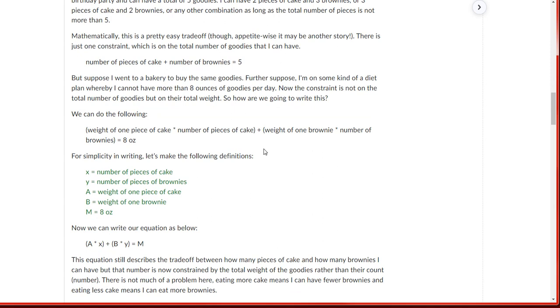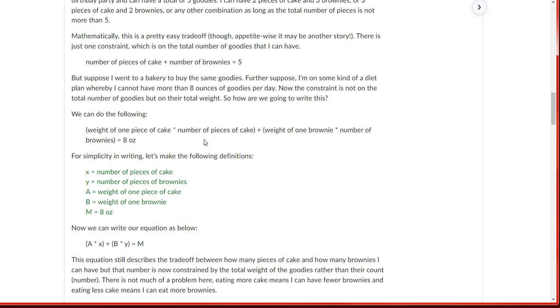In this case, I have gone to a bakery and I want to buy cake and brownies. But because I am on some kind of a diet plan, I cannot have more than, say, 8 ounces of this kind of material per day, which is half a pound, right? All right, now how do we do the trade-off between cake and brownies?